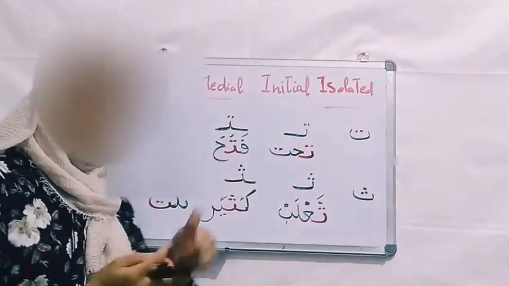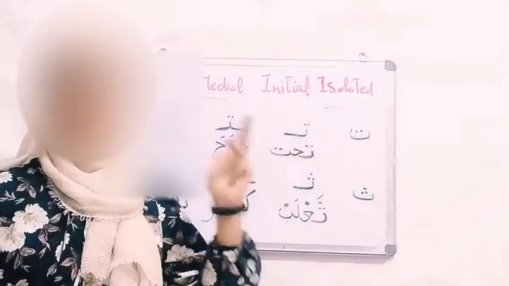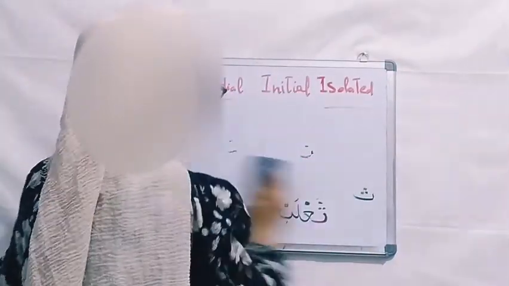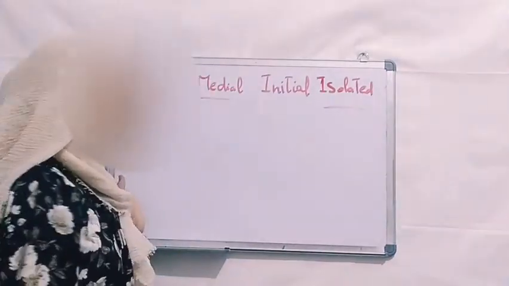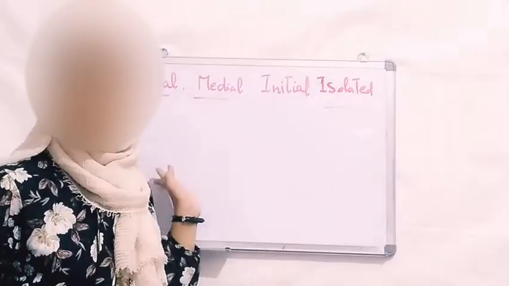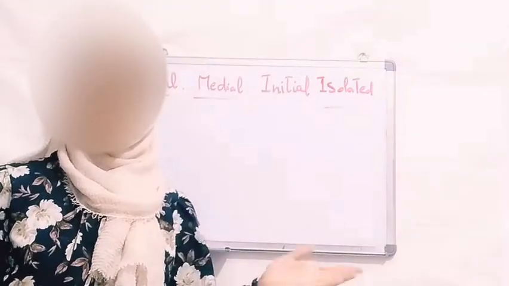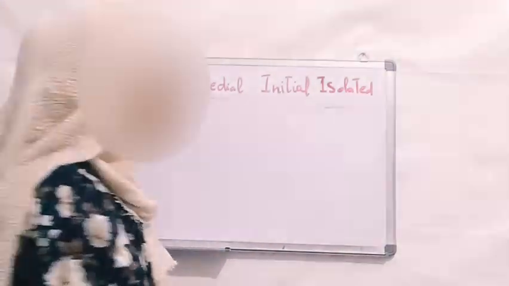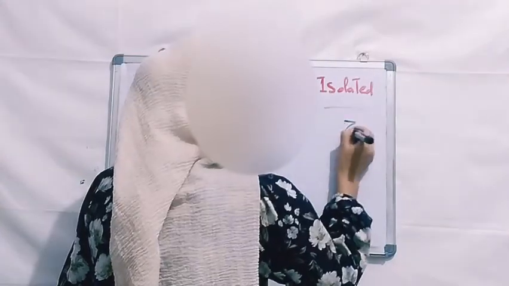So alif, ba, ta, and tha. Now we have jim. So we have jim, ha, and kha. They have the same shape except the number of the dots. So we have jim, jim.